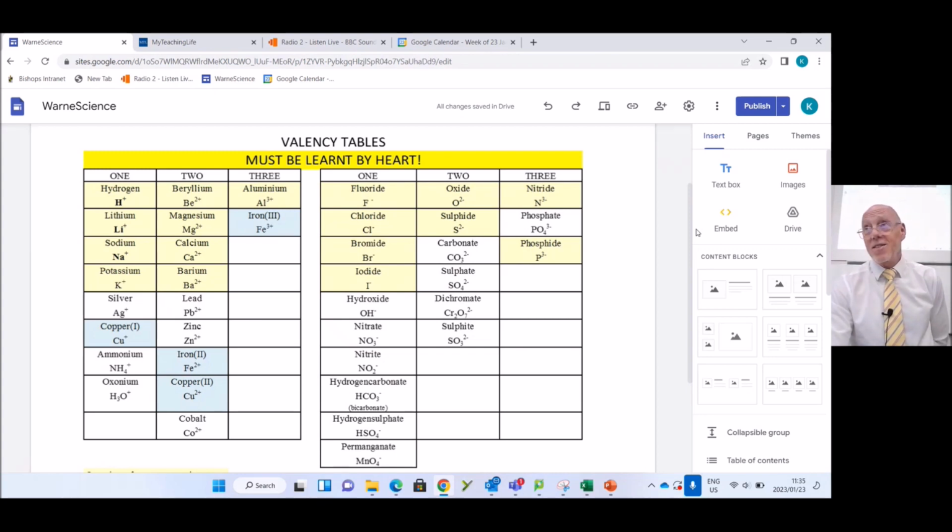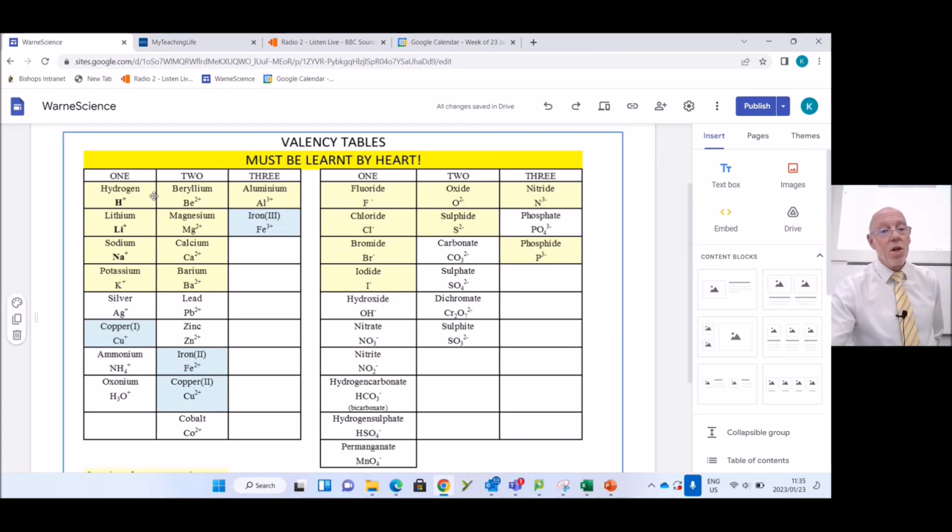If you didn't learn it, or if you don't know it out of the top of your head, and by know it I mean, if I say dichromate, you must know Cr2O7 2 minus. Don't come and pretend to me that you are serious about your science if you don't know that table out of your head. You can't do chemistry if you don't know that table. You have to know it.